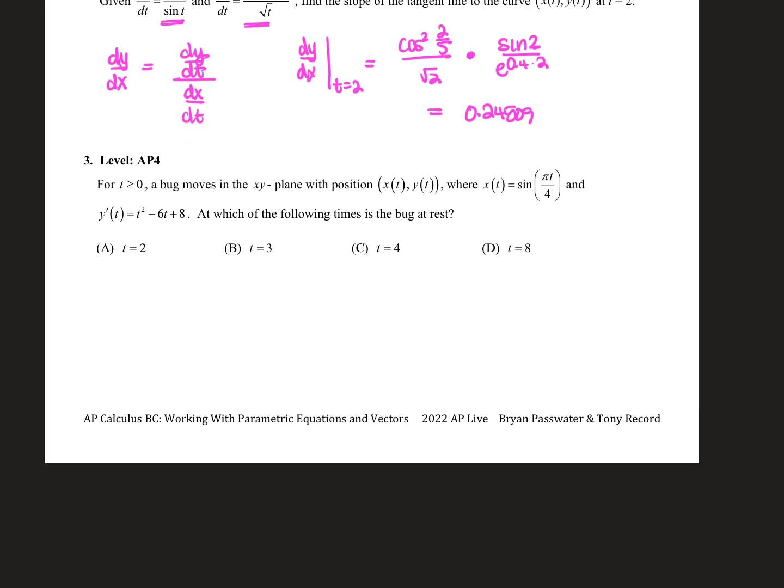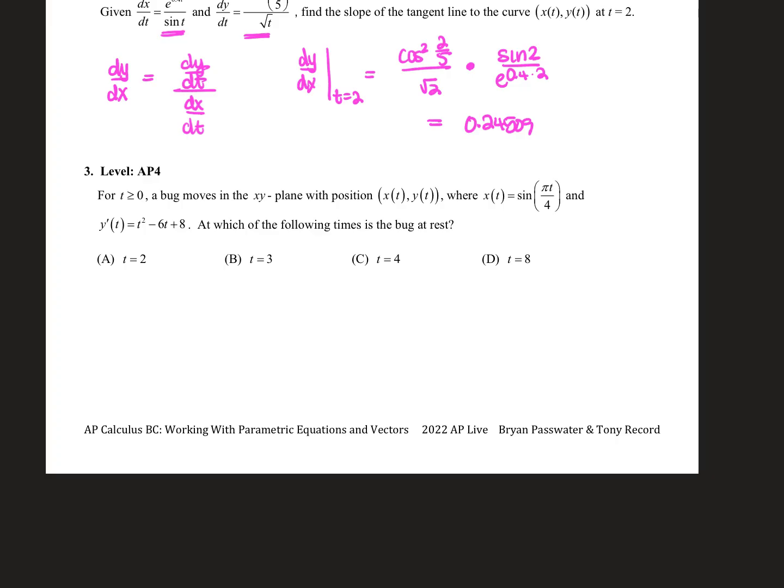All right, so it wants to know when the bug will be at rest. So they gave us a couple different pieces of information. They gave us the value of x' and y'. If we want the bug to be at rest, both its x velocity and y velocity need to be equal to 0. So y' we already have. So where is y' equal to 0? We can factor this. So the two places y' is equal to 0 is at time equals 2 and time equals 4. We need it to also be at rest at time equals 2 for x'.